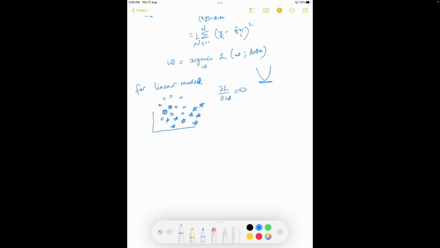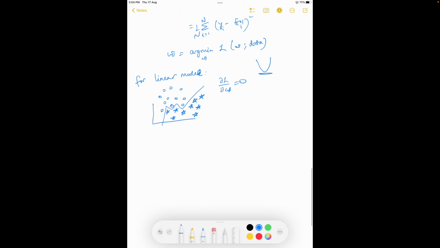Can you fit one straight line to separate the two regions? We can't. We have to make some non-linear boundary, maybe like this, something like this. Some non-linear boundary is required. That's why non-linear models are more powerful. They can construct non-linear boundaries or separators.